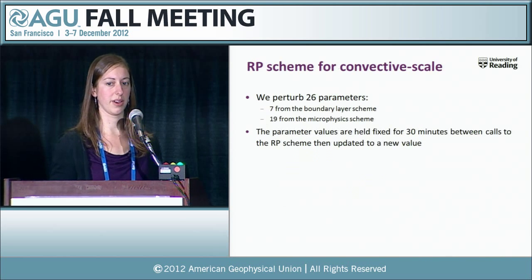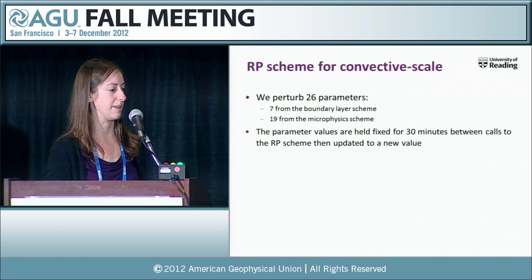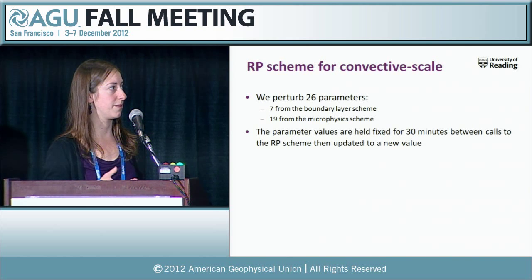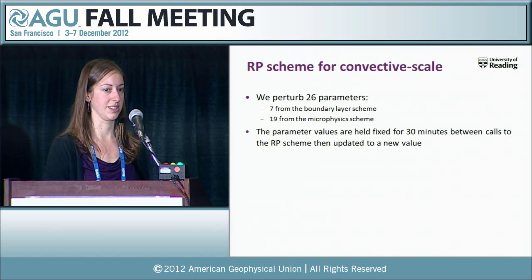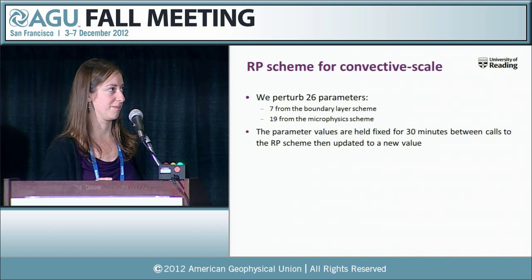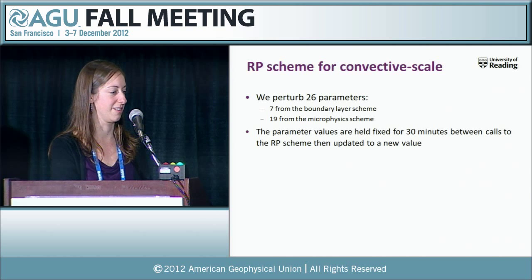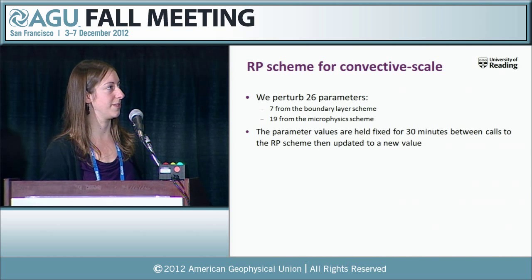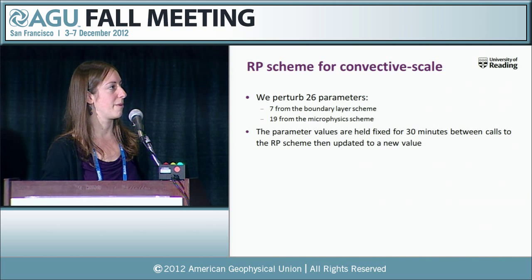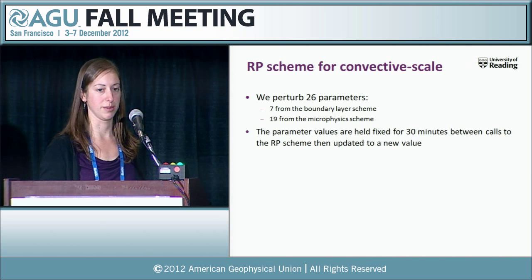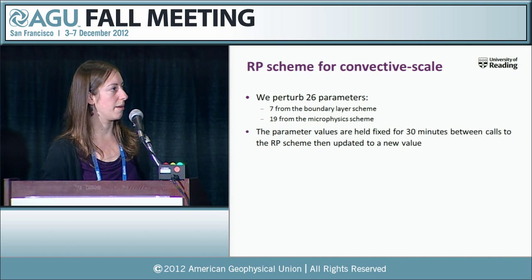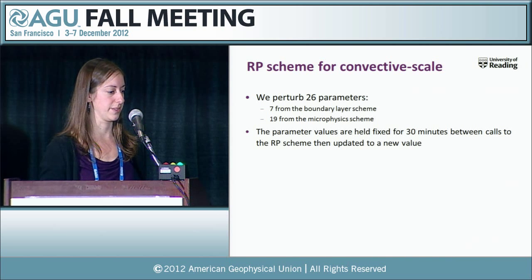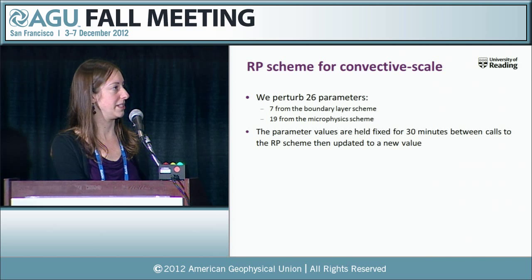So in our modified version of the scheme, we've identified some extra parameters that we can perturb, which are different from those in the standard version of the scheme. So we've got 7 boundary layer parameters and 19 from the microphysics scheme. We keep the parameter values fixed for 30 minutes between subsequent calls of the RP scheme.